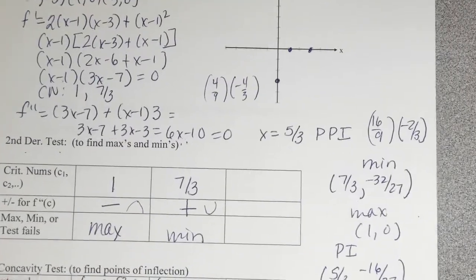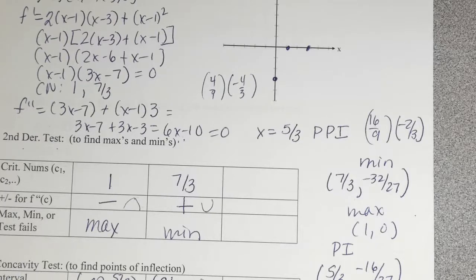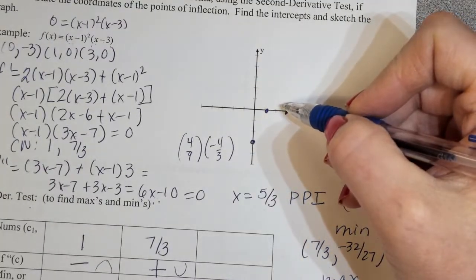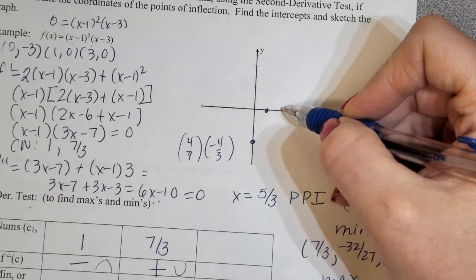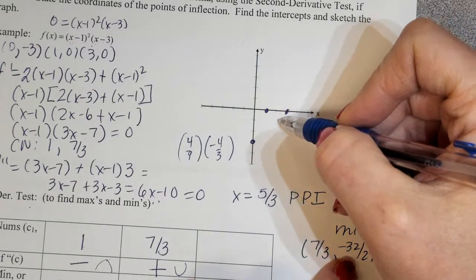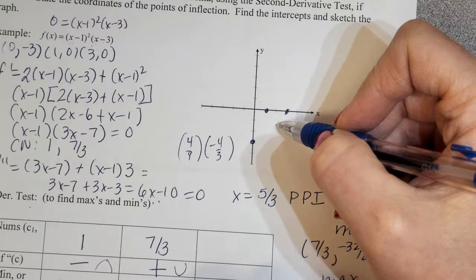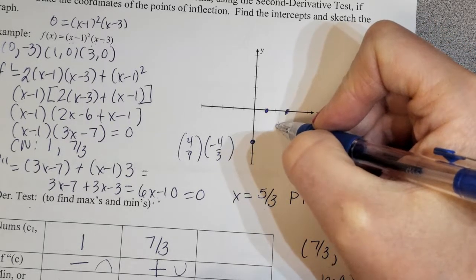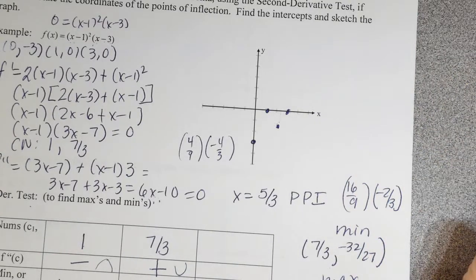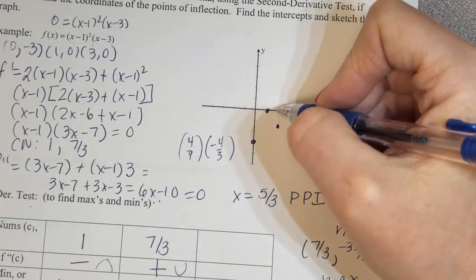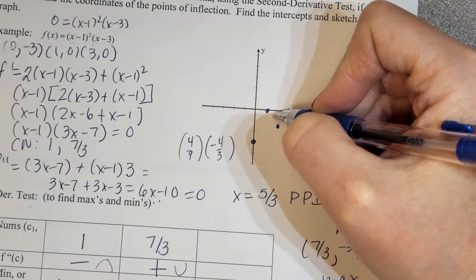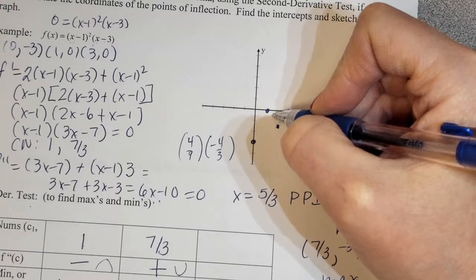All right, so anyway, putting all this together, we're going to now have our 7/3, that's going to be 2 1/3, and then this point is a little more than -1, a little smaller rather. So we're going to be right about there for a minimum, and I have my maximum at (1, 0). I have my point of inflection right here at 1 2/3, -16/27, right about in there.